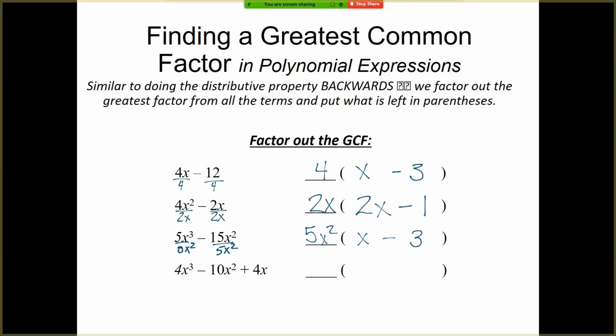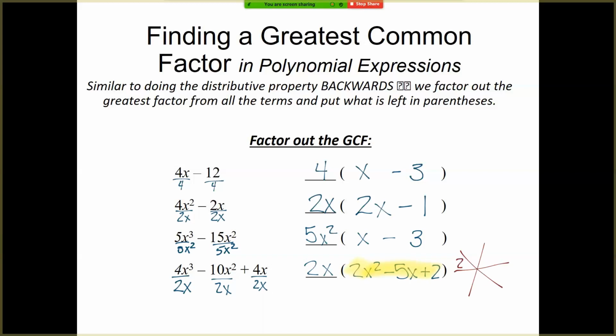And then the last one, here we have 3 terms. Greatest common factor still applies. They're all divisible by 2x. When I divide every single term by 2x, that leaves me with 2x squared minus 5x plus 2. Looking at this right here, it stands out to me that it's a quadratic. Anytime I have a quadratic, I want to see if it factors further.